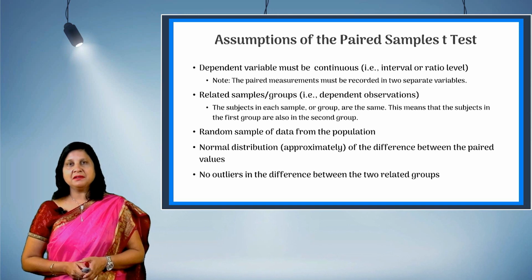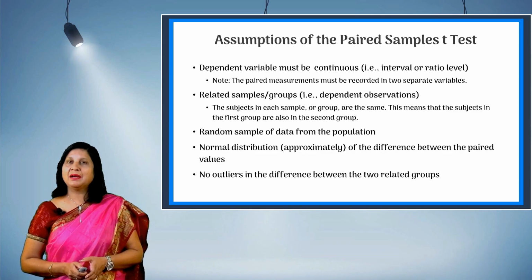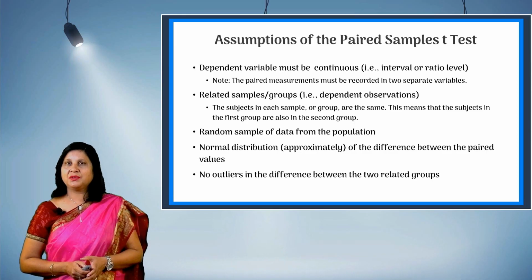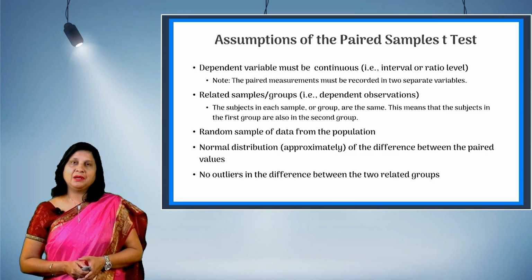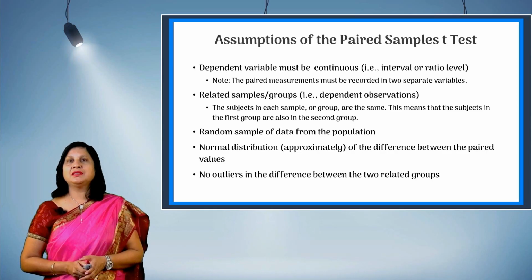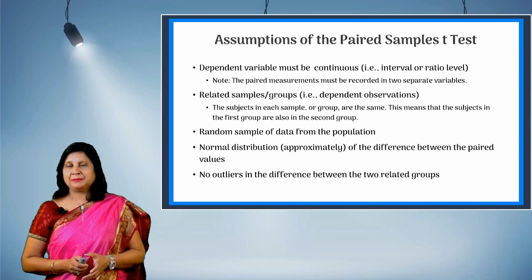Random sample of data from the population. Normal distribution, approximately, of the difference between the paired values. No outliers in the difference between the two related groups. Also, please note, when testing assumptions related to normality and outliers, you must use a variable that represents the difference between the paired values, not the original values themselves.